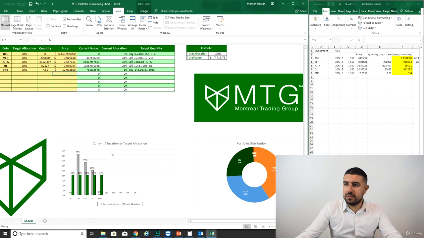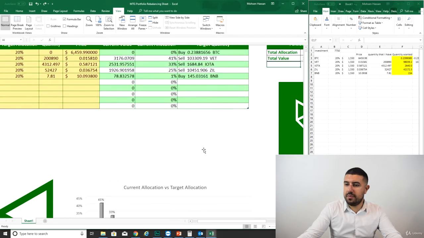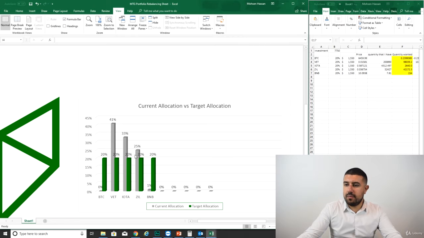So you see here that it tells me that I'm 100% allocated. So all my coins are allocated. If this is not 100%, it means I might have put something wrong somewhere. So it's 100%. This is the total value of what I have. And here at the bottom, I can see that my current allocation is different than my target allocation. I should have 20% of each, but Bitcoin, I have 0%, while I should have 20. Binance Coin as well, I don't have any. I should buy those. And these I have too much, I have to sell them.